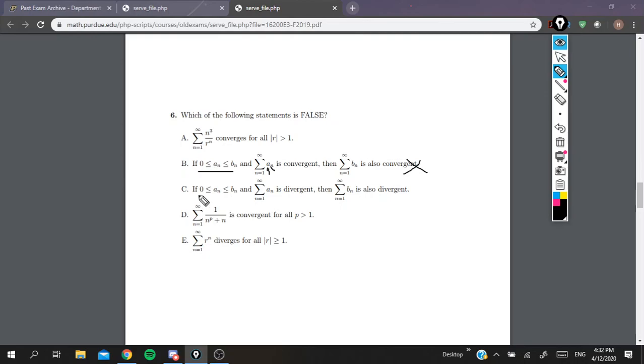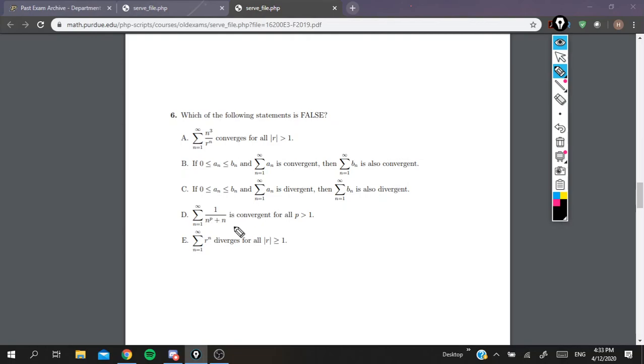But here, the same comparison between the two series, then if A is divergent and B is bigger, then this works. That's how comparison for divergent works. So this is true. But since we know B is already false, you don't have to worry about any of these. So make sure that if you don't know something, try to do the other ones and see if you can find the false. And just talk about the other stuff.